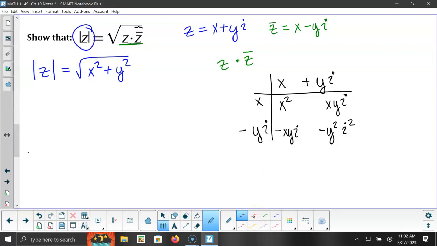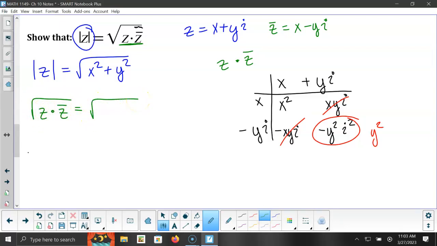Now what do we remember about i squared? Yeah, it's a negative 1. So this all becomes just a positive y squared. Now notice it's under a square root, correct? And these two drop off. So square root of z times z bar equals the square root of x squared plus y squared. Are those the same? Bueno. Easy enough? Yeah.